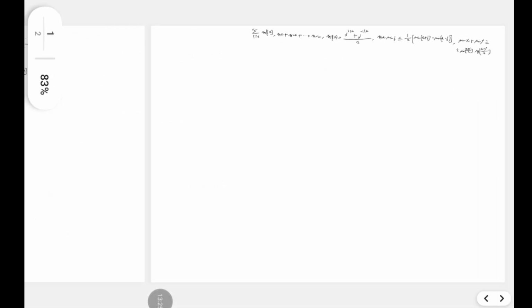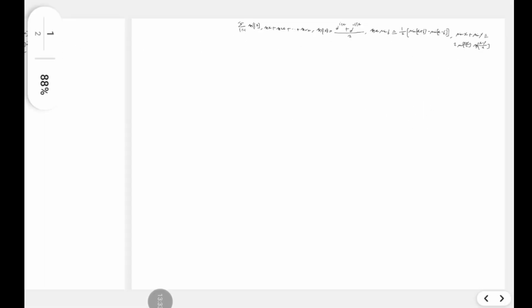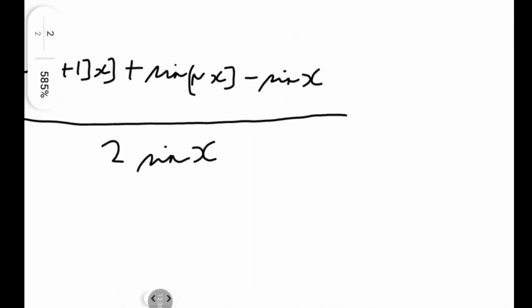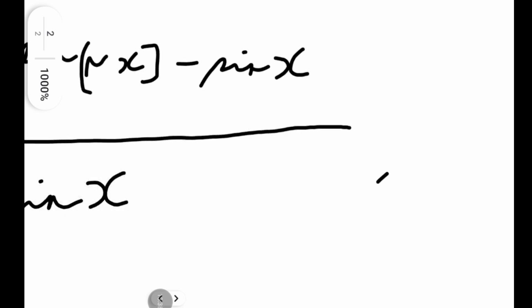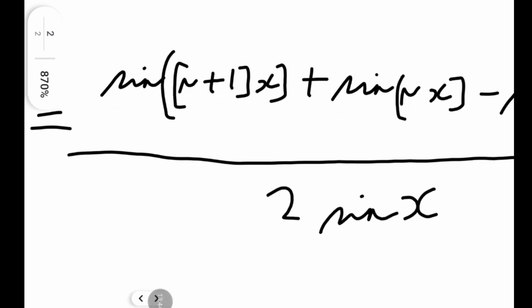The one that we want to look at, it was this one: sine of x plus sine of y equals 2 sine of (x plus y) over 2 times cosine of (x minus y) over 2. And that's the one we want to use, basically. So the next part, this is what we do. We are going to, as you can see, it's sine of (n plus 1)x plus sine of nx, these two terms.